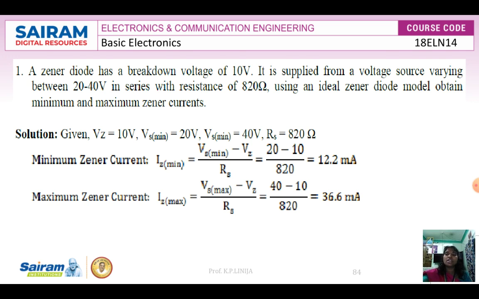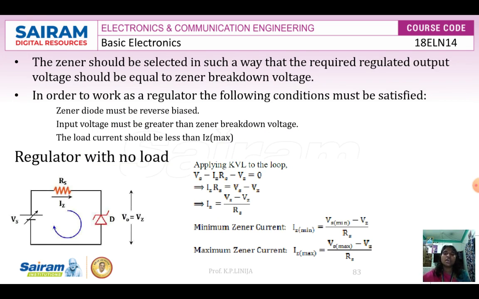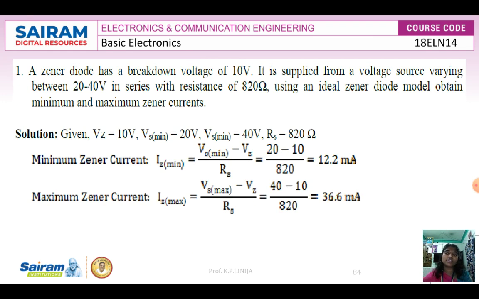Okay, so these are all about the Zener diode operations. Here we have checked with load and without load conditions, and followed by this we can solve one problem based on the topics and formulas we have studied just now. So the given problem is: a Zener diode has a breakdown voltage of 10 volt. It is supplied from a voltage source varying between 20 to 40 volt in series with a resistance of 820 ohm. Using an ideal Zener diode model, obtain the minimum and maximum Zener currents.